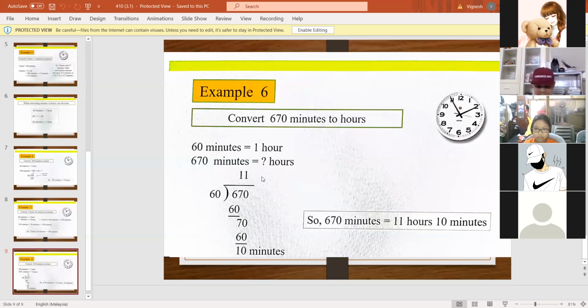No need to make it as decimals. No need. The remainders, just leave it. So the remainder is the minutes. Understand? So hours are how many? Yes, 11 hours. 11 hours, 10 minutes.